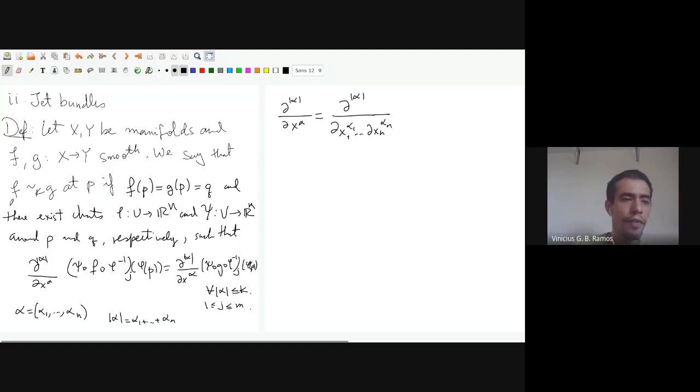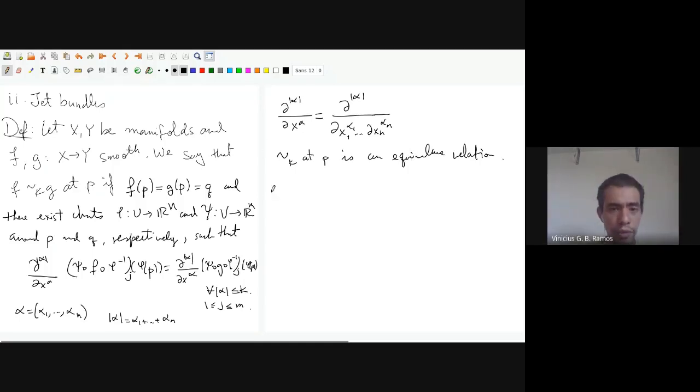So what does it mean for F and G to have the same order of contact K at P? That means that all the partial derivatives at P are the same, and F and G are taken to the same image. Okay, so this is an equivalence relation at P. First of all, it's well defined. It doesn't depend on the chart. That's pretty easy to see because of the chain rule. And then you can check also that this is an equivalence relation.